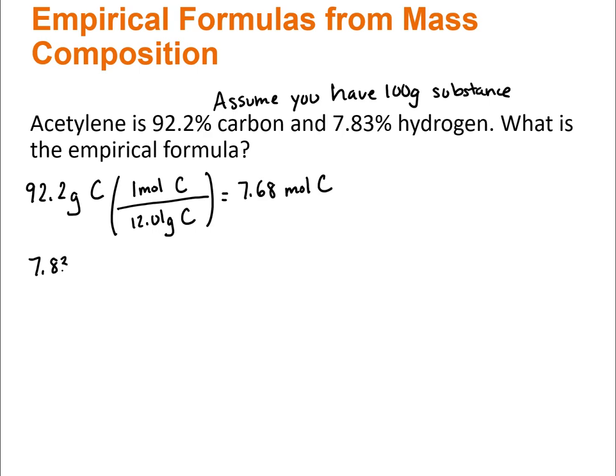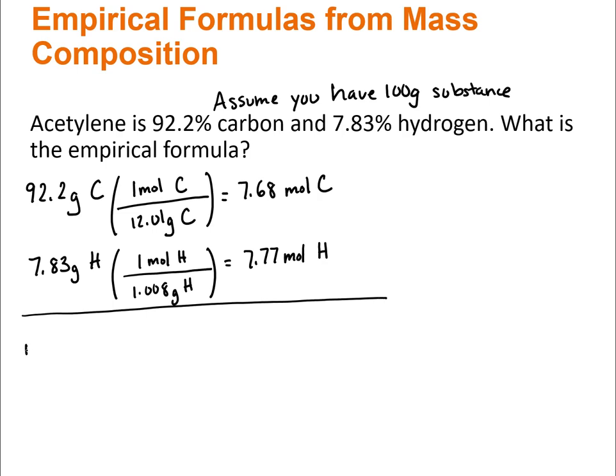Same thing for the hydrogen. So we figured out our moles. The next step is the mole ratio. We're going to put the smaller number of moles on the bottom. Larger amount on the top. And when you put it into your calculator, you get about 1. You can look at it and see 7.68 versus 7.77. They're about the same.